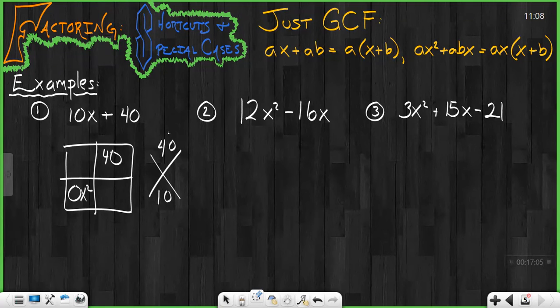I apologize, I'm jumping the gun there. 0 times 40 is not 40. What multiplies to get 0 and adds to get 10 is what I'm looking for. And that's just 0 and 10. So I could have 0x and I could have 10x.